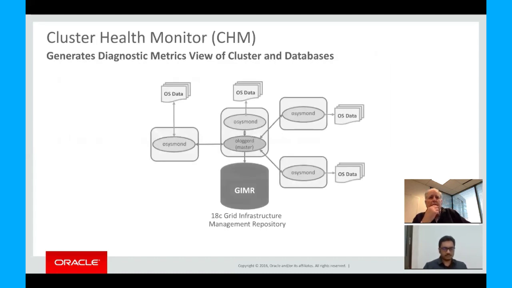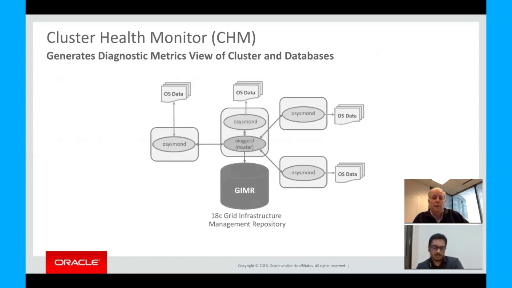You want to address the architecture a little bit here? Yeah. So we essentially have two major daemons as part of GEM. One is osysmond, which is the basic metric collection daemon. And we have ologgerd, which is the aggregation and logging daemon. There is an osysmond running on every node in the cluster, which collects all the metrics and sends them across to ologgerd. There will be one ologgerd running in the entire cluster whose job is to aggregate all the metrics that it receives from all the osysmonds and then log them to a repository. The repository that we are currently using is an Oracle database, and we call it GIMR. It is shipped as part of clusterware, and it is self-managed.